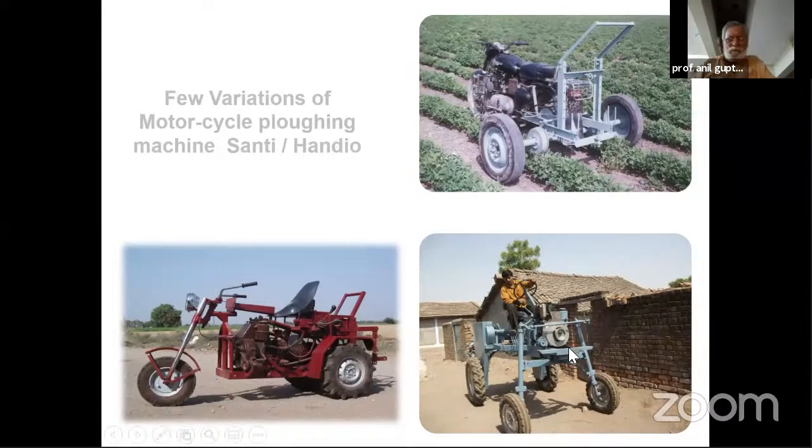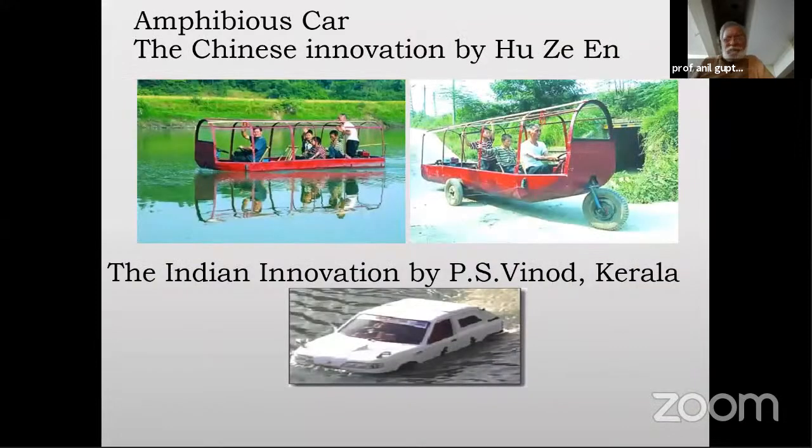This one is for cotton crop. You can move on the crop. This is for groundnut crop or other crops. This is another example. And then let me see how much time is there. I should leave at least 10, 12 minutes for the discussion.